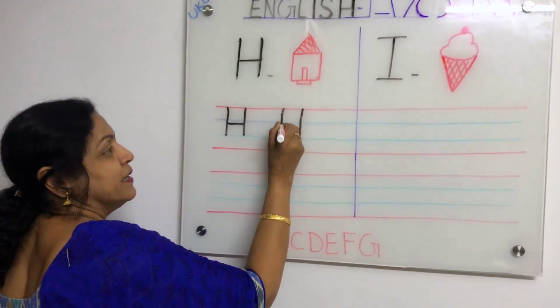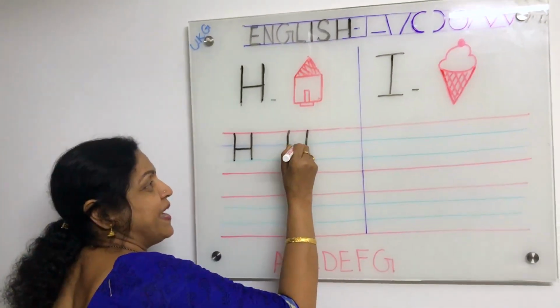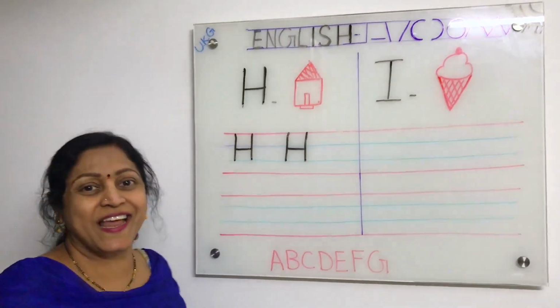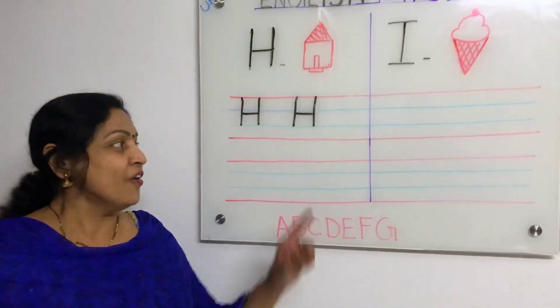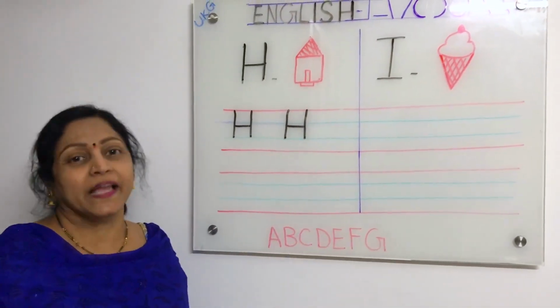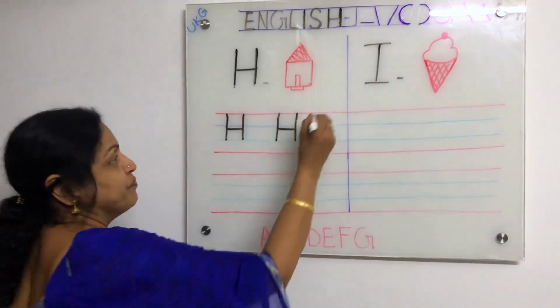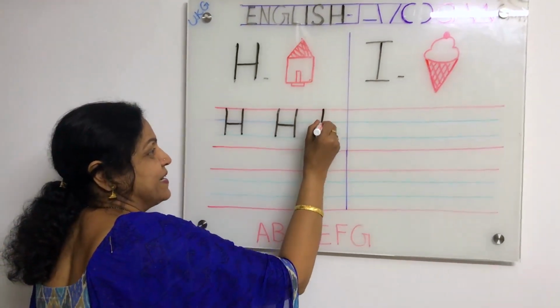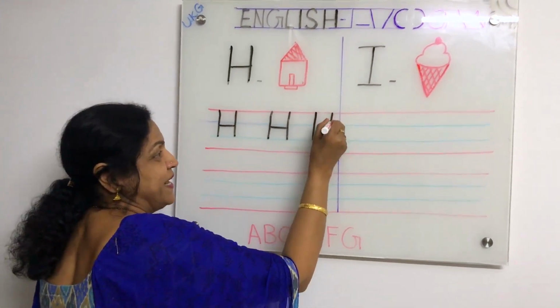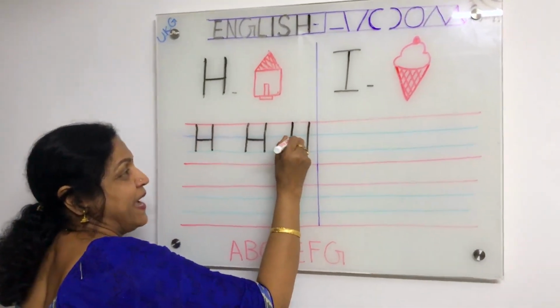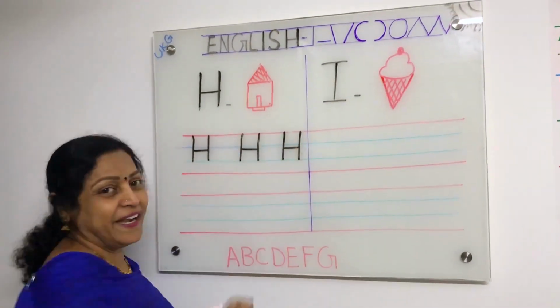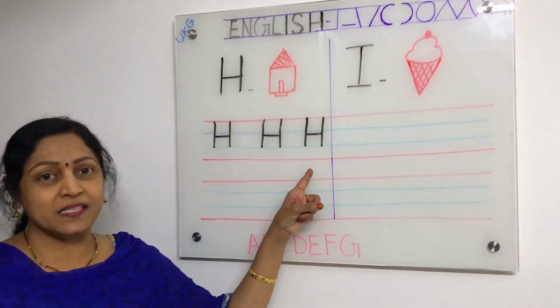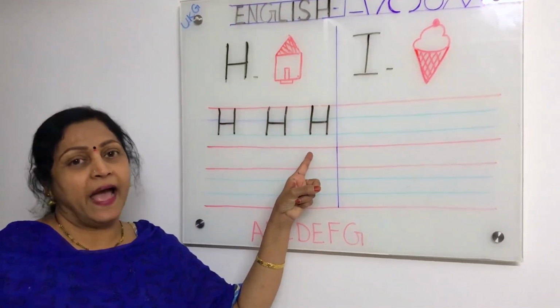In the middle, make a sleeping line like this to join two standing lines. That's all. What is this letter? This is capital H. See, standing line, one more standing line, sleeping line joining with two standing lines. What is this? This is capital H.